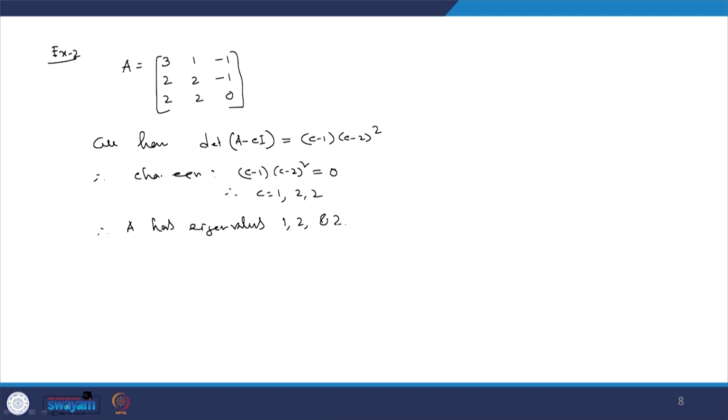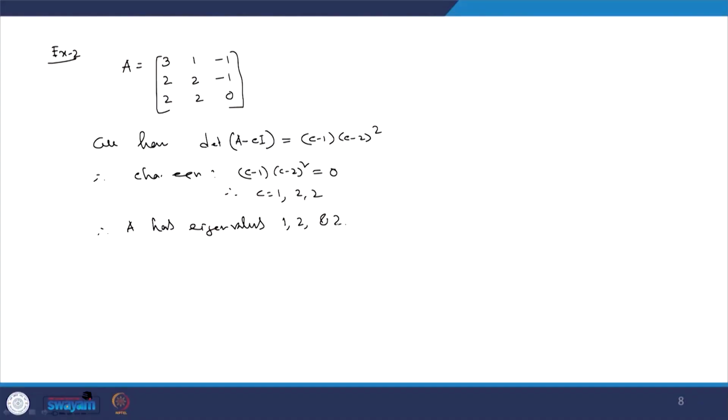To say that 1 is an eigenvalue of the matrix A means I have to show that there exists a non-zero vector alpha such that A alpha equal to 1 into alpha. Similarly, to claim that 2 is an eigenvalue of the matrix A, I have to show there exists some non-zero vector beta such that A beta equal to 2 beta. So, the question now is how to find the eigenvector associated to a given eigenvalue c.